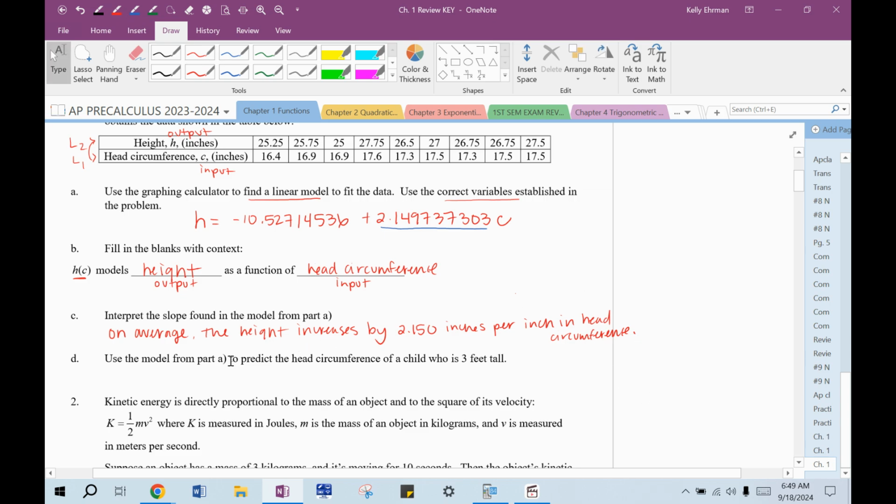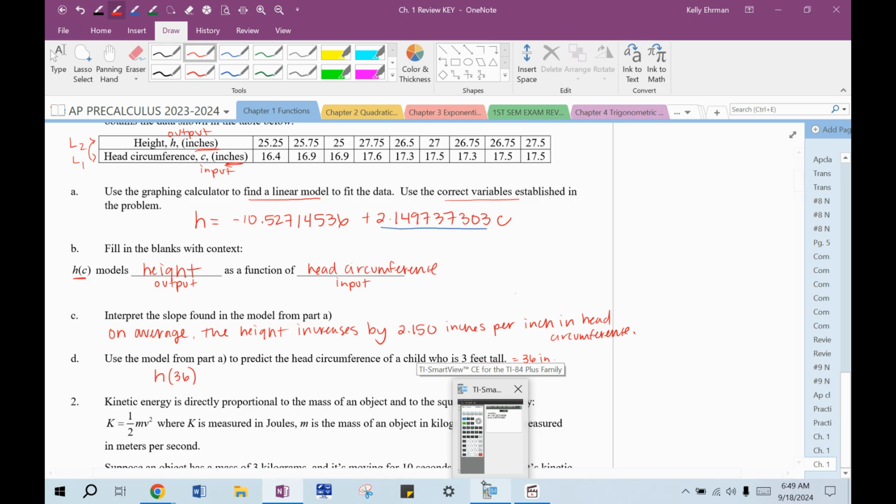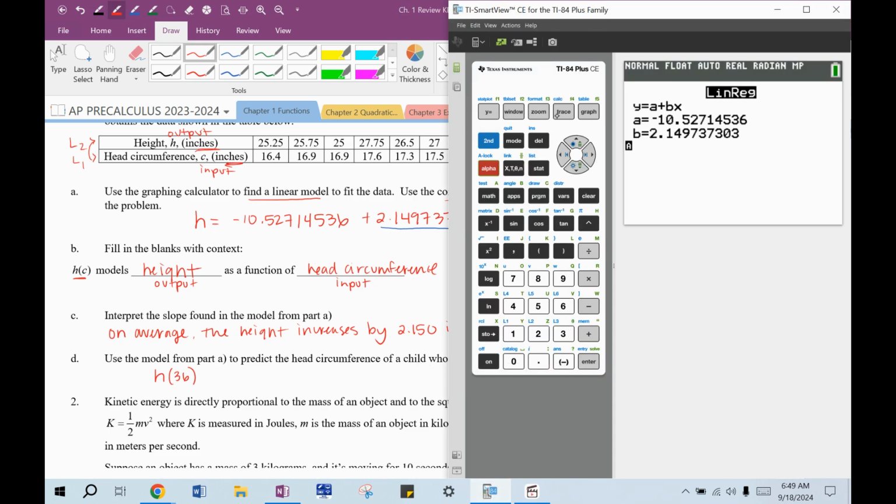Use the model from part A to predict the head circumference of a child who is 3 feet tall. Be careful here. 3 feet, but everything is measured in inches. So really, we don't want to find H of 3. We want to find H of 36 because 3 feet is 36 inches. This is why I stored my equation into Y1, so I don't have to type all these decimals out. I can just say, okay, calculator, please find Y1 of 36, and it does it for me.